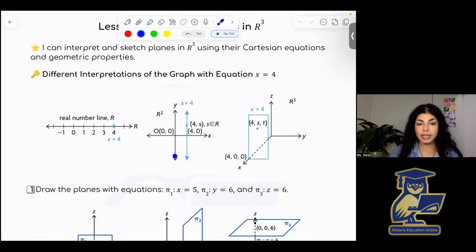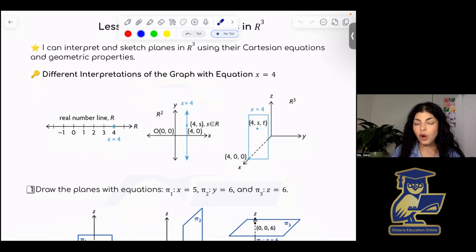Now, when we added the second axis, so we had the xy plane in R squared, then when we had x is equal to 4, we now had a line, a vertical line where any point on this line will have an x value of 4, but you can have infinitely many points by changing the y value.